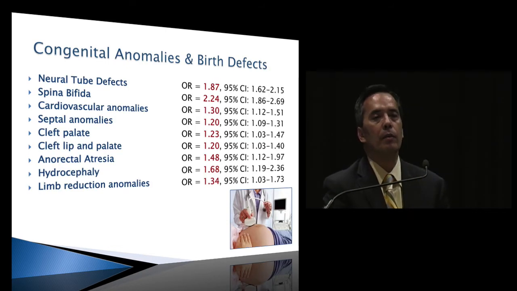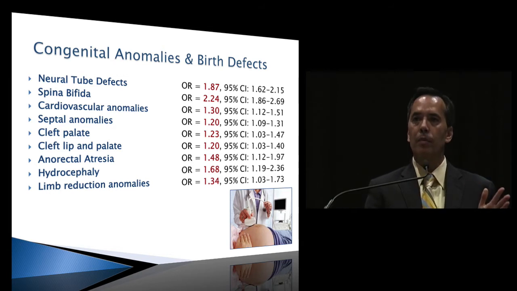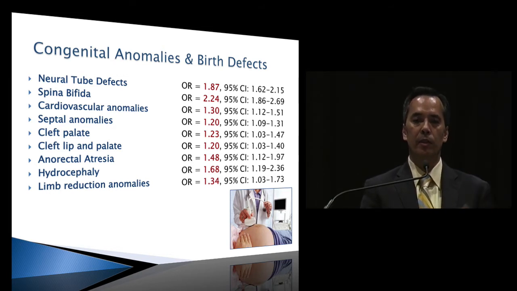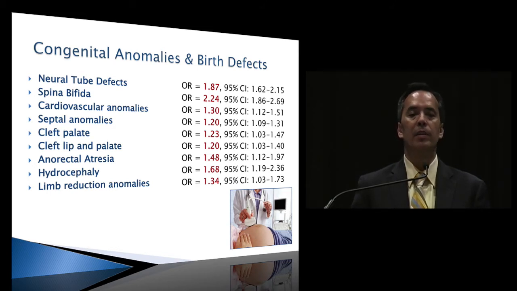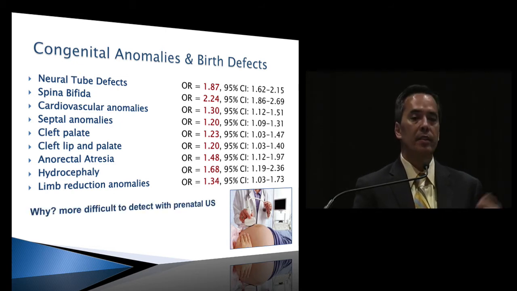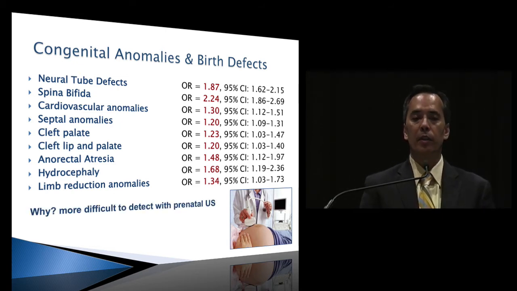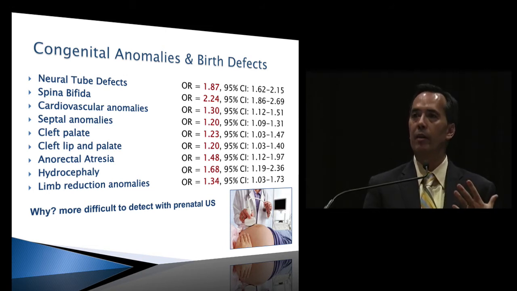Now, we talked about the mom, well, what about the baby? What about congenital anomalies and birth defects? And look at these odds ratios. Neural tube defects are increased, spina bifida, cardiovascular anomalies, septal anomalies, cleft lip, cleft palate, anorectal atresia, hydrocephaly, and limb reduction anomalies. Those are all increased in the obese parturient. Why? Well, one reason is that they think it's more difficult to detect with perinatal ultrasound.